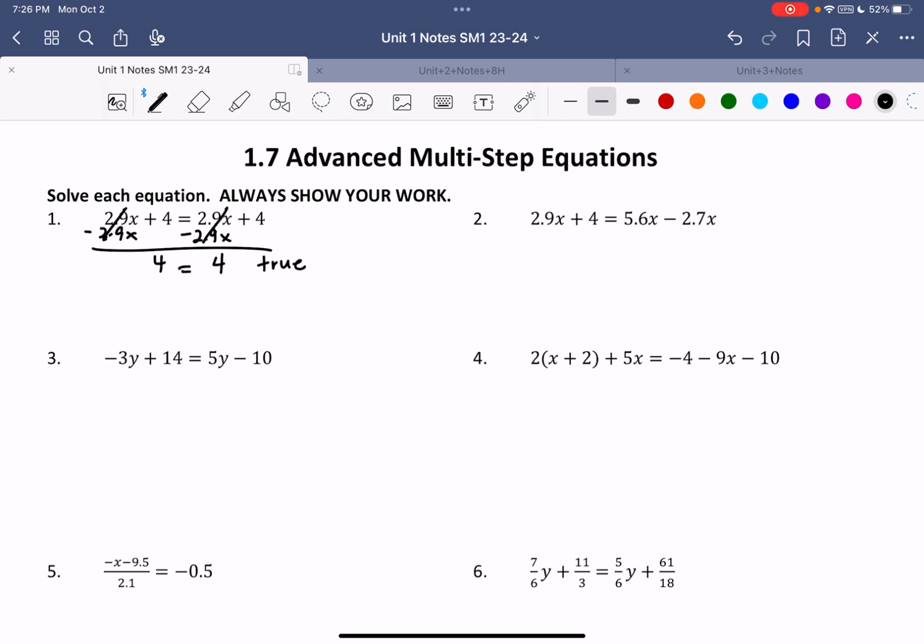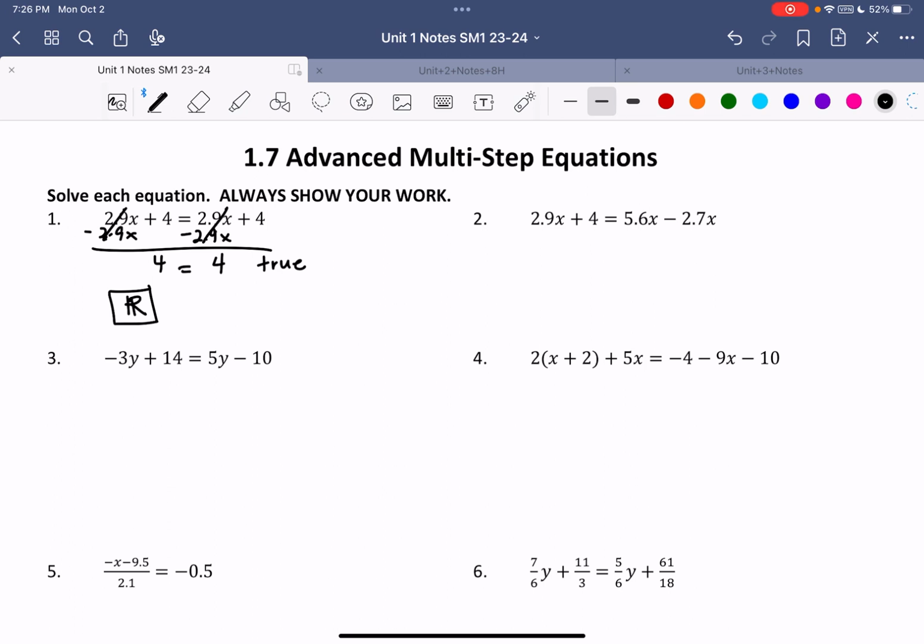So if we have a true statement, that means that our x can be any number, and we'll always get a true statement. So when this happens, there's an infinite number of solutions, and we're going to say that it's all real numbers, which is what that little R means.